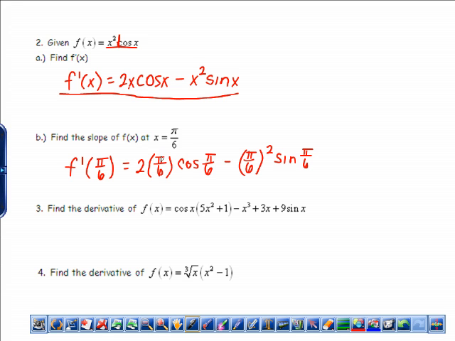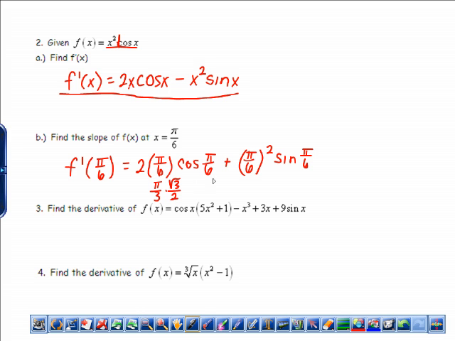Okay, so let's think about this. This is 2 pi over 6. That's going to be pi over 3. And the cosine of pi over 6 is square root of 3 over 2. And I put a minus here, and that was a mistake. That should be a plus. I apologize. In the product rule, you're adding these two quantities.